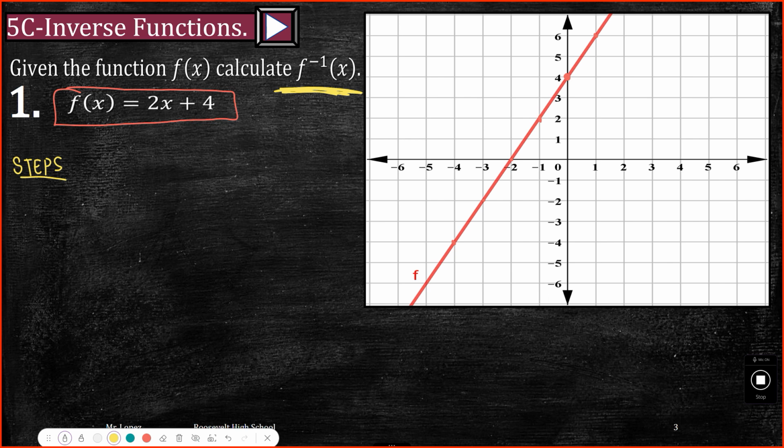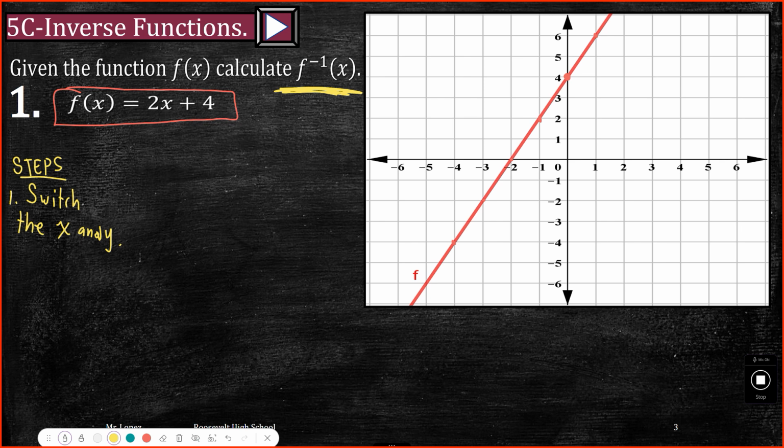Number 1, switch the x with the y, or the y with the x. Meaning wherever you see an x, you're going to turn it to y, and wherever you see a y, you're going to put it as an x.